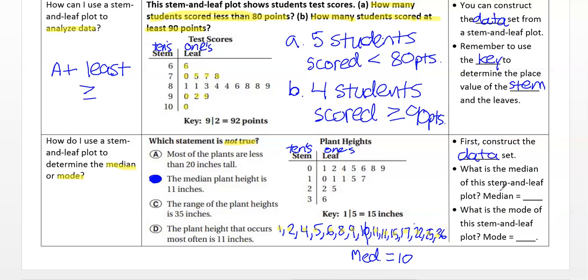What is the median of this stem and leaf plot? Median equals 10. What is the mode of this stem and leaf plot? The number that comes up the most often is 11. And hopefully you remember median and mode, measures of center.